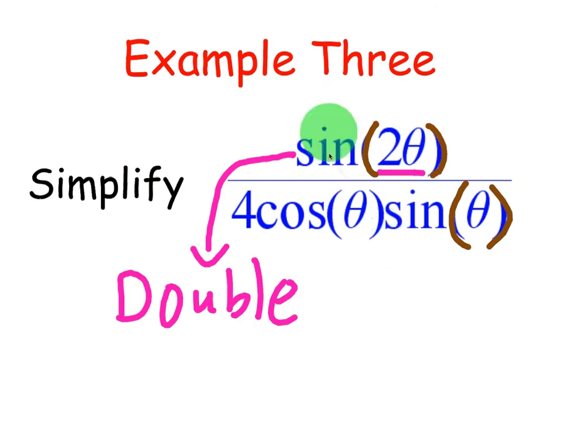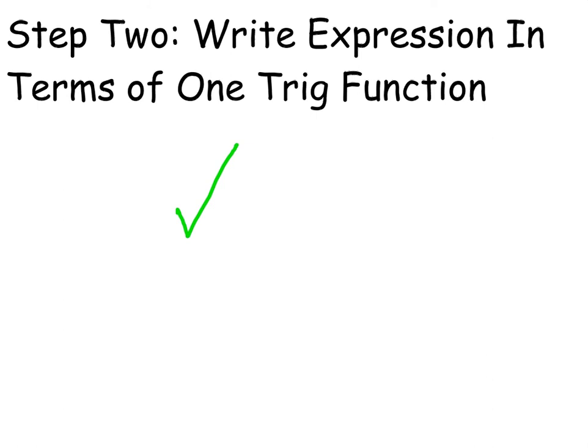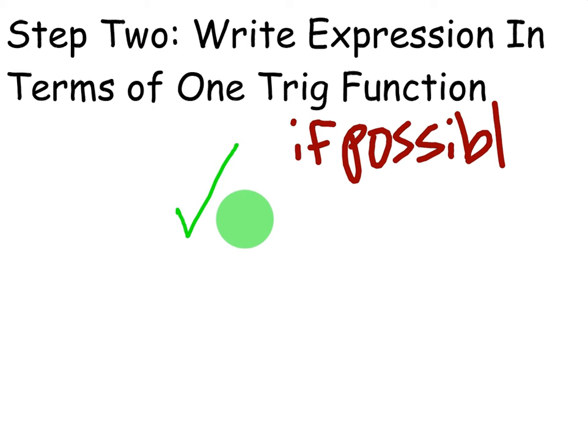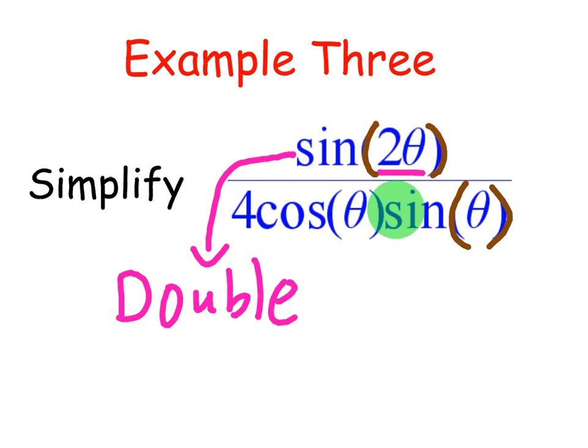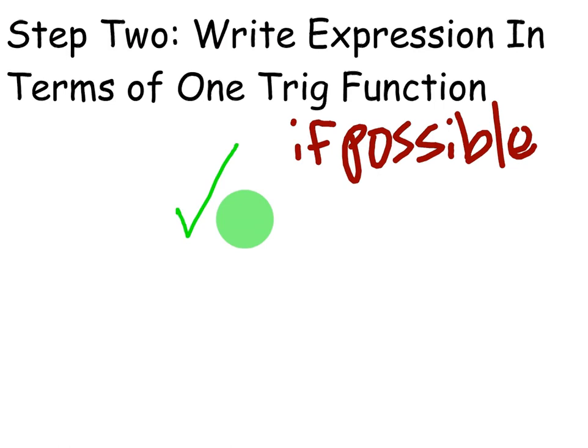I mean, we can't do a quotient identity. Everything's already in terms of sine and cosine. We can't use Pythagorean. Nothing's being squared. So we're going to move on to the next step. Step 2 is to write the trig expression in terms of one trig function, if possible. However, we really can't do that here. We can't really change sine in terms of cosine using any identity I know of, unless they're being squared. And we're really left with one option, which is to use double or half angle formulas, and that's step 3. So that's exactly what we're going to do.